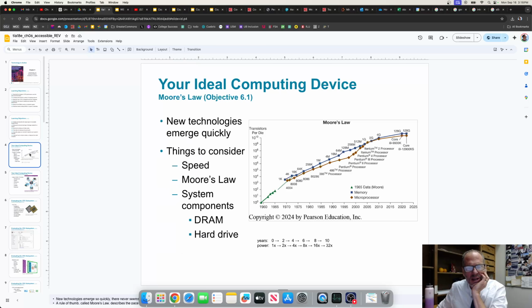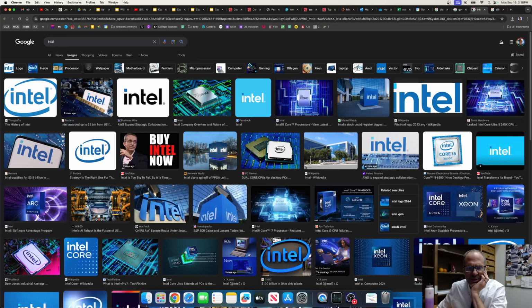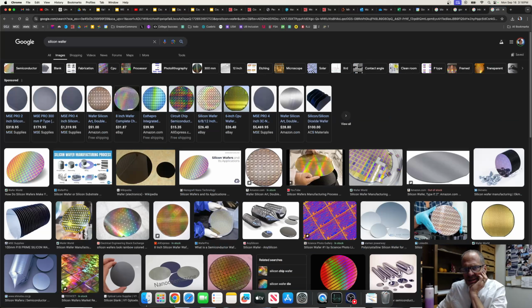So the first thing we're going to talk about is Moore's law. And so technology is always advancing. And there's this law right here. You can see it graphed, and we'll talk about it in a second. But it's created by this guy, Gordon Moore. And so Gordon Moore is one of the founders of a company called Intel. And Intel makes CPUs. It makes circuits. It makes chips, silicon wafers. And so this is really the brains of a computer. And these are the silicon wafers.